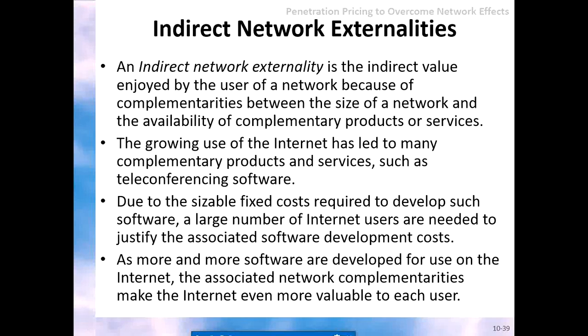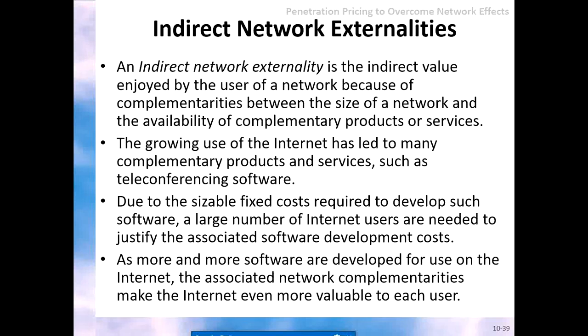So we also have indirect network externalities. An indirect network externality is the indirect value enjoyed by the user of a network because of complementarities between the size of the network and the availability of complementary products or services. The growing use of the internet has led to many complementary products and services, such as teleconferencing software. Due to the sizable fixed cost required to develop such software, a large number of internet users are needed to justify the associated software development cost. More and more software is developed for use on the internet. The associated network complementarities make the internet even more valuable to each user.